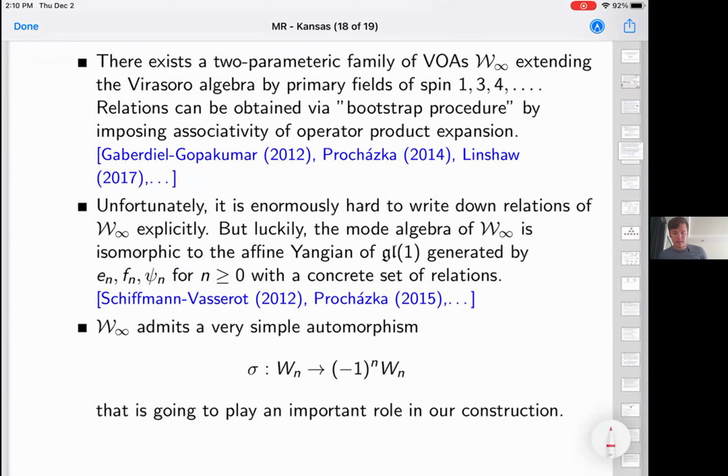Now, what is going to be quite important from the theory of these W_n and W infinity algebras is that W infinity admits a very simple automorphism. It simply changes the sign of some of its generators in a very simple way, given by the following formula. Even though this is a very trivial automorphism, and it has been overlooked in the VOA literature because it doesn't really do very much, we are going to see that if we translate this automorphism into the language of the affine Yangian, it is going to lead to pretty non-trivial predictions. It is, for example, going to relate modules with the standard nice action of Cartan generators with modules on which the Cartan generators act by non-trivial Jordan blocks.